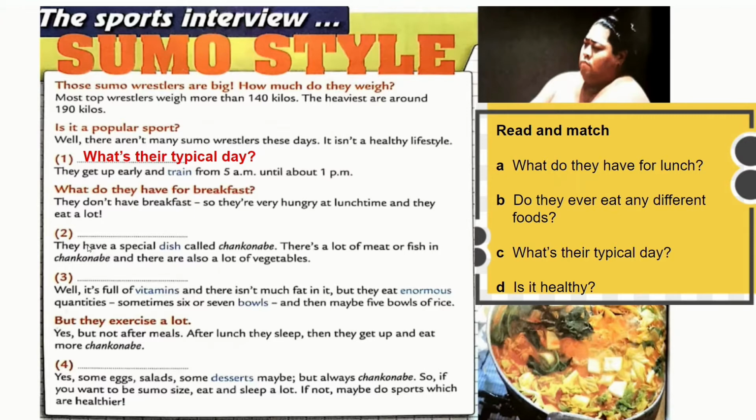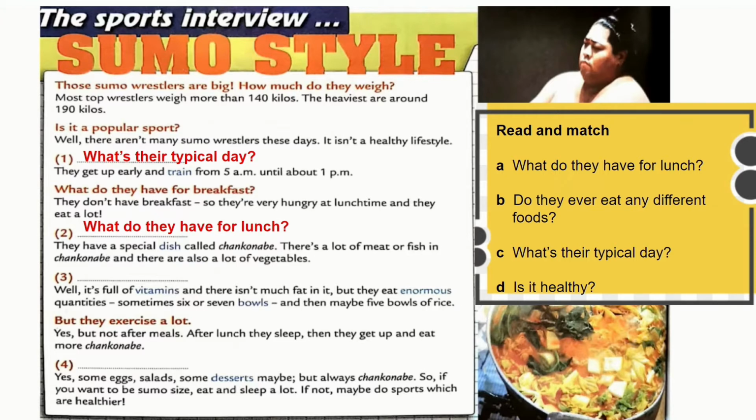How about number 2? We have the information here: they have a special dish called chankonabe. There's a lot of meat or fish in chankonabe and there are also a lot of vegetables. So what can you get from the questions here? It is, what do they have for lunch? Number 3. Let's look at the answers first. Well, it's full of vitamins and there isn't much fat in it, but they eat enormous quantities. Sometimes 6 or 7 bowls, that's pretty a lot, right? That's a lot of bowls of rice.